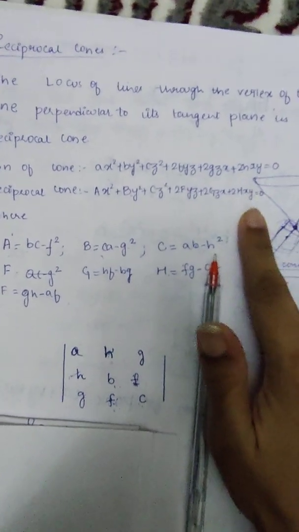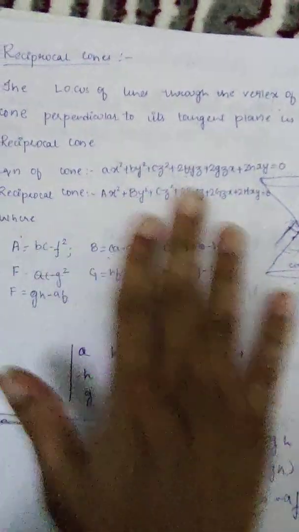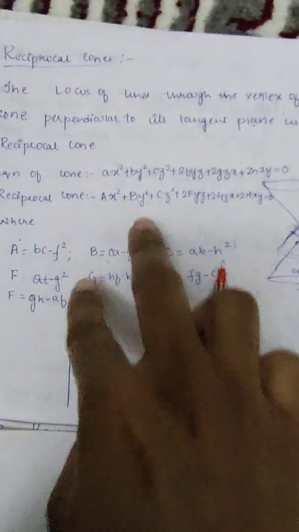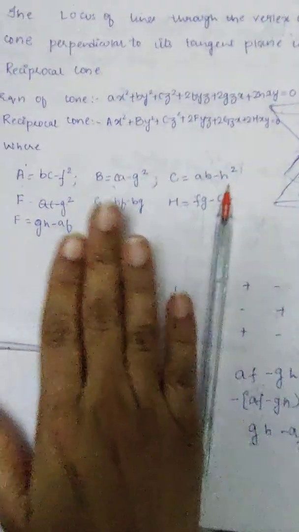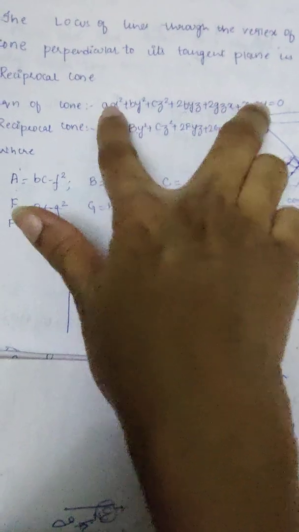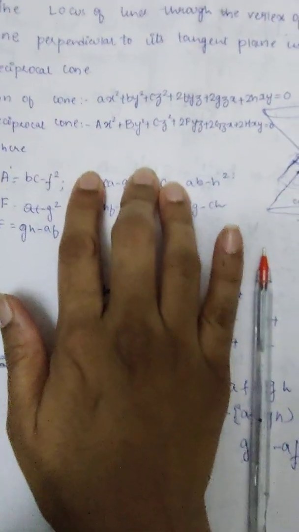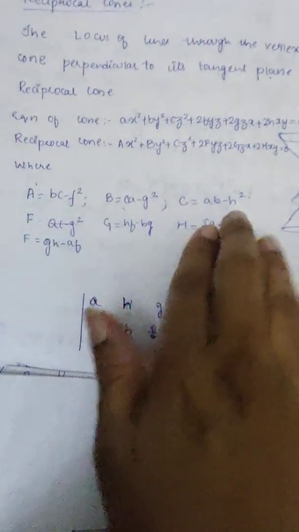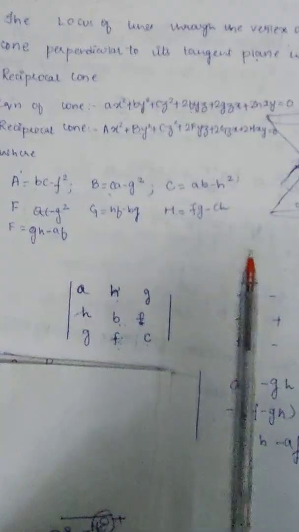But remember that the capital A, B, C, F, G, H are constructed in a different form. Let us see how they are constructed. For this, we are going to construct a 3 by 3 determinant matrix with the given cone. Always remember that this is the given cone. With the help of this, I'm going to construct the reciprocal cone, wherein before that I have to construct the values of capital A, B, C and capital F, G, H.